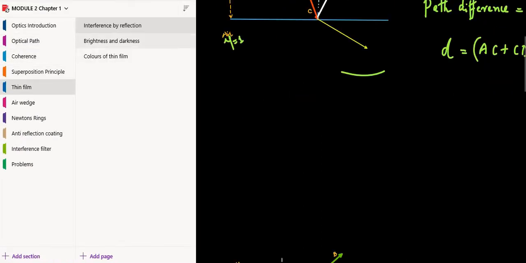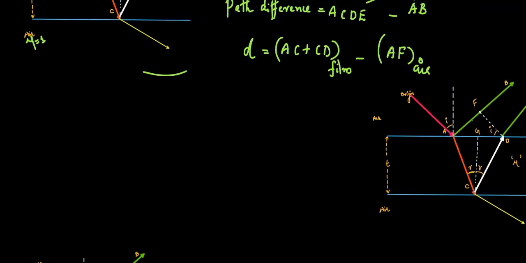So here in this equation, one thing is traveling in air and the other thing is traveling in film. For film, we have a refractive index mu. For air, the refractive index mu is equal to 1. So considering that, I'm writing the path difference is equal to AC plus CD into mu minus AF into mu, but the value of mu is 1. So AC plus CD into mu minus AF.